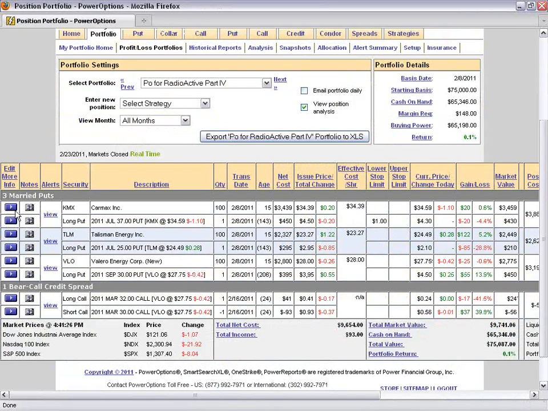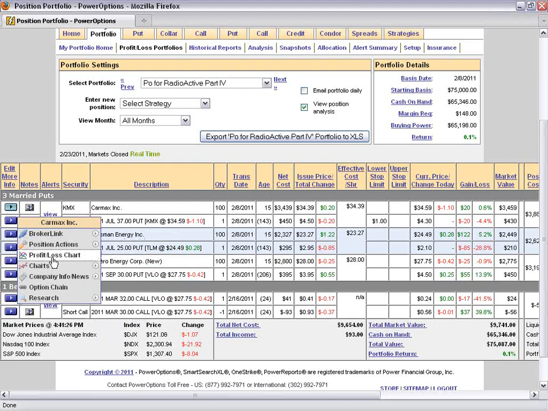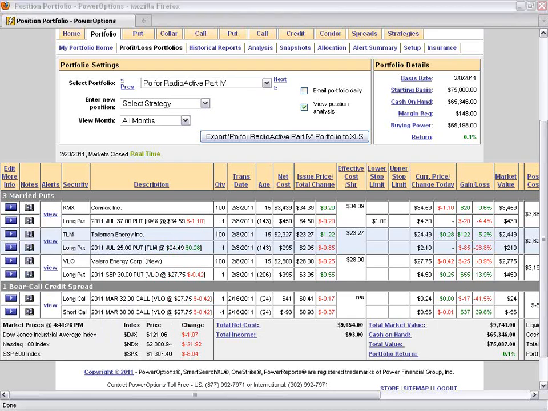Let me just see where the stock chart went to. What was it, a week ago or two? No, not a week ago. Was it a few days ago, 6 days ago? Ah, here we go. Profit and loss chart. This was the CarMax position from the 8th that we've been looking at.